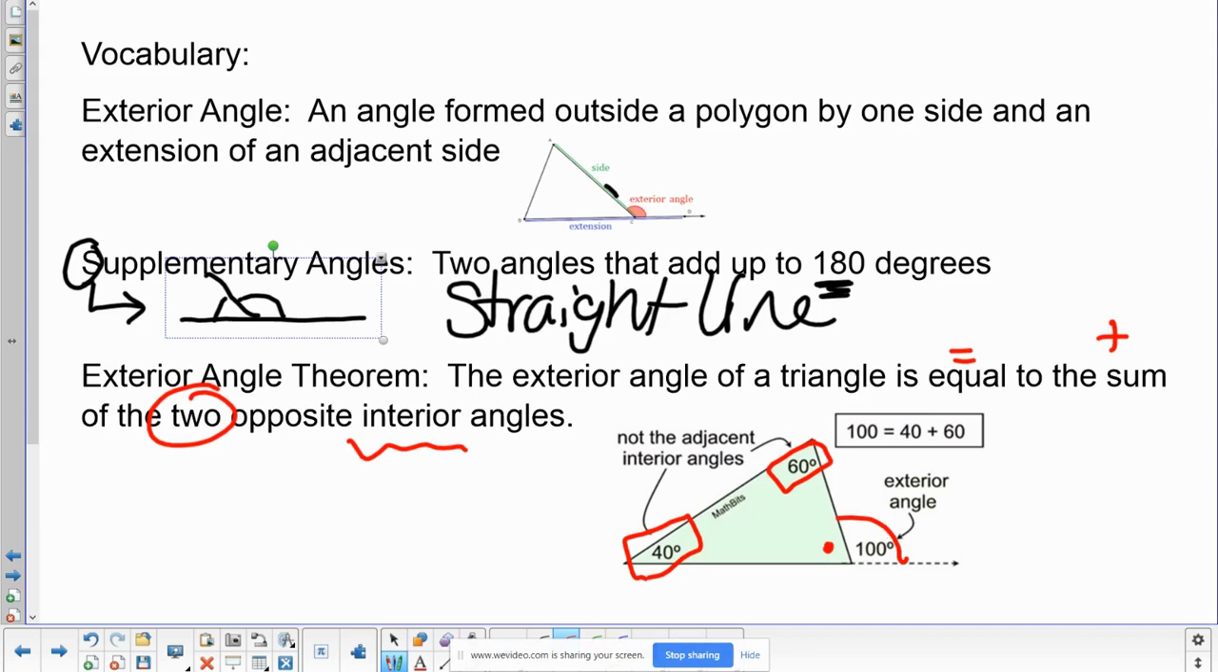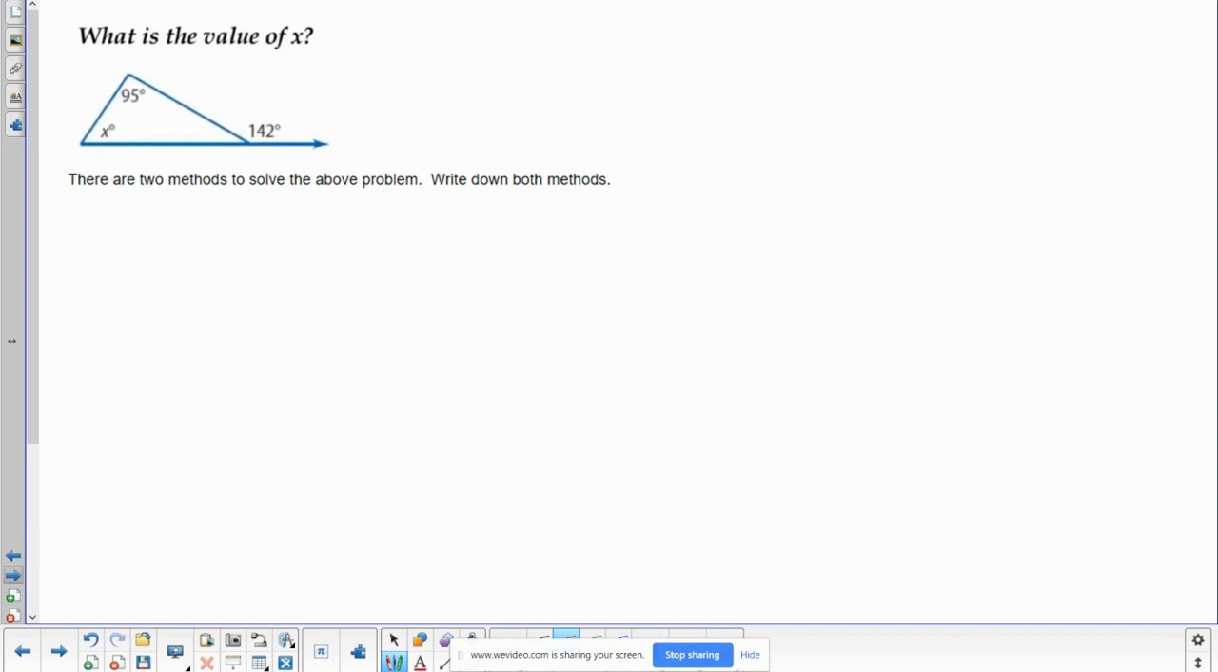When you add those two up, the sum of these two is equal to the exterior angle. So let's look at examples. Our first example is a triangle. We have 95, we have an unknown x, and another unknown over here that we'll call y, because we're going to solve that in a little bit. Then we have 142 as our exterior angle. Notice that's an exterior angle, on the outside of the triangle. Our interior angles are 95, x, and y in this case.